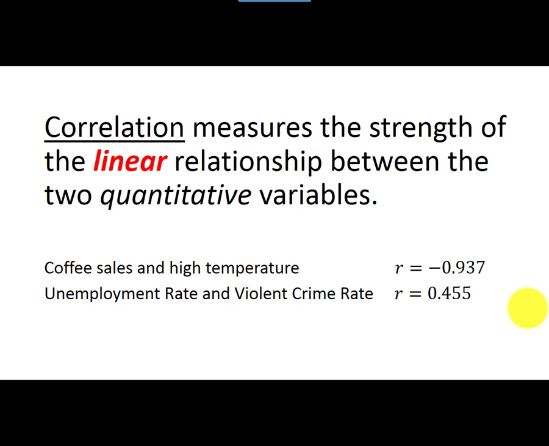So this might make sense now that we go back and look at this: the coffee sales and high temperature had a negative correlation. Remember, as the temperatures increased, the coffee sales decreased. And that particular set of dots seemed to resemble a line very nicely. And for the unemployment rate and violent crime, as the unemployment rate was increasing, we could see a slight trend there of violent crime increasing as well. Now, those dots were not nearly as clustered around a perceived line, so their correlation is positive, but a moderately weak correlation.